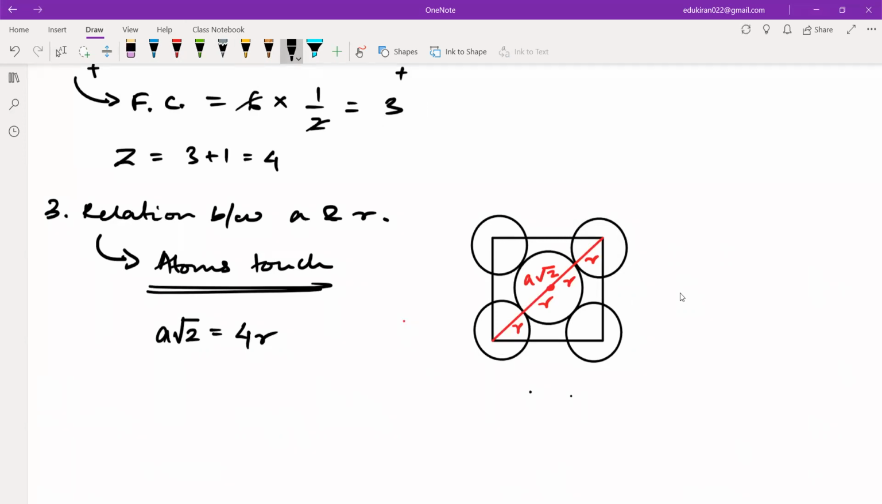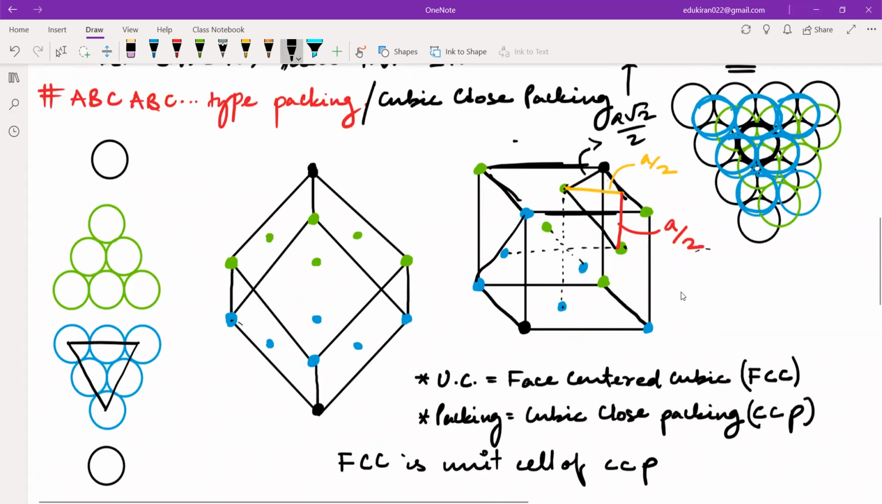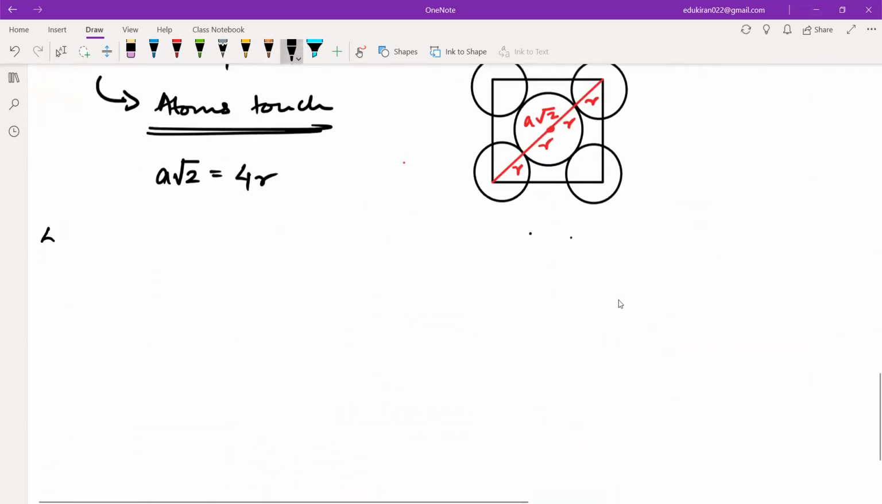Is this clear, yes or no? Relationship between A and R? Yes. We are taking these atoms. Please remember, we are taking these atoms which are touching each other. Okay. Next is packing efficiency.